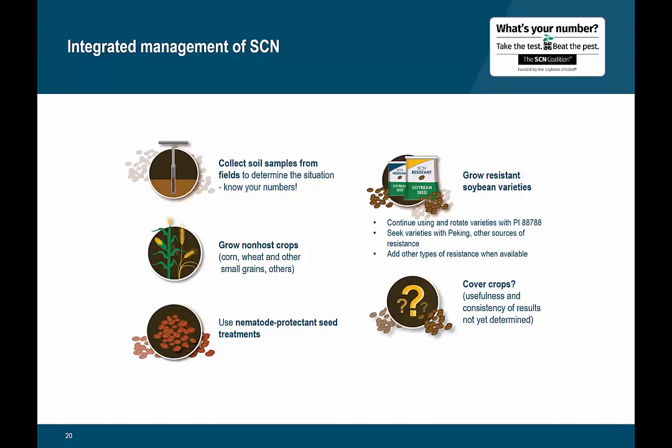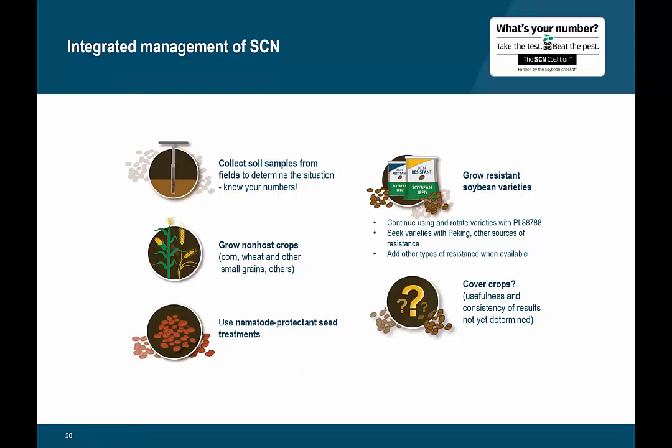You want to grow a non-host in rotation with soybeans. Good examples of non-hosts are corn, wheat, small grains, and pretty much every crop that is not a legume like beans and soy, most crops. Grow resistant soybean varieties.